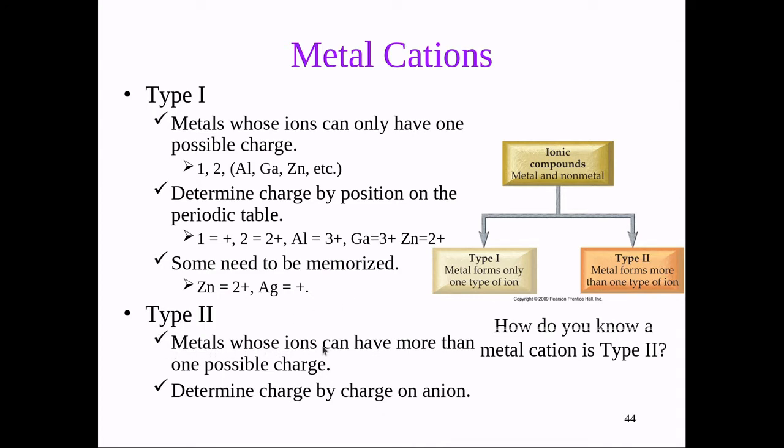Type 2 are metals whose ions have more than one possible charge. You're going to have to determine the charge by the context. So we're going to have to use the fact that the overall compound is neutral and that we can predict the charge on the anion to figure out what the charge on the metal is going to be.